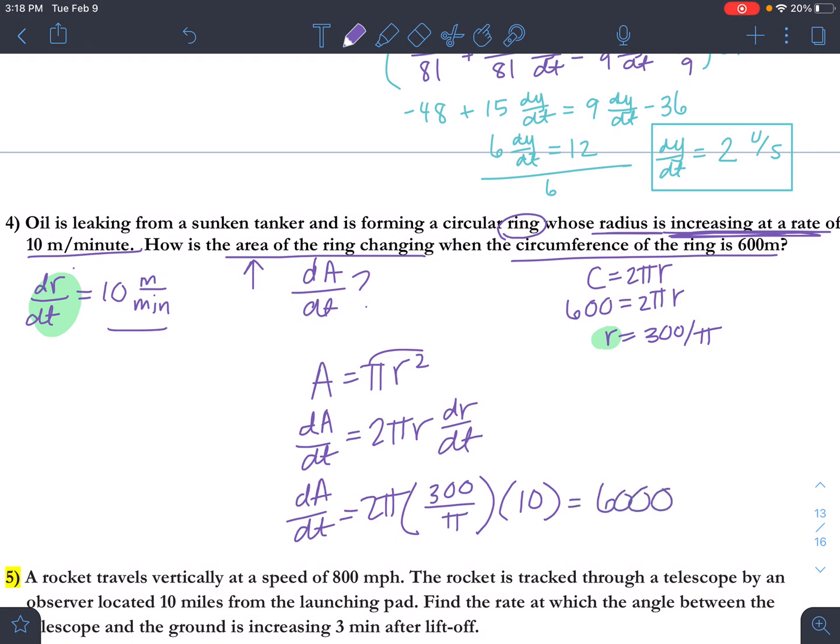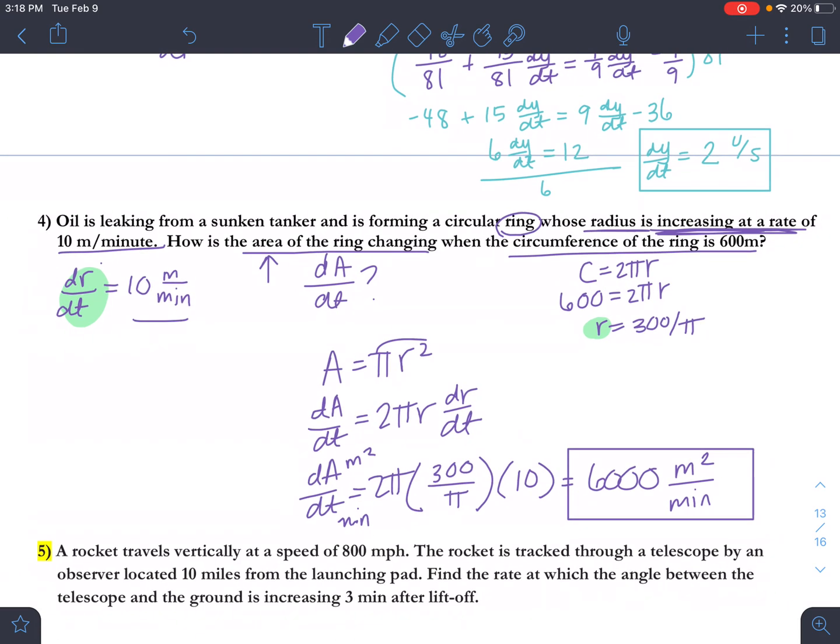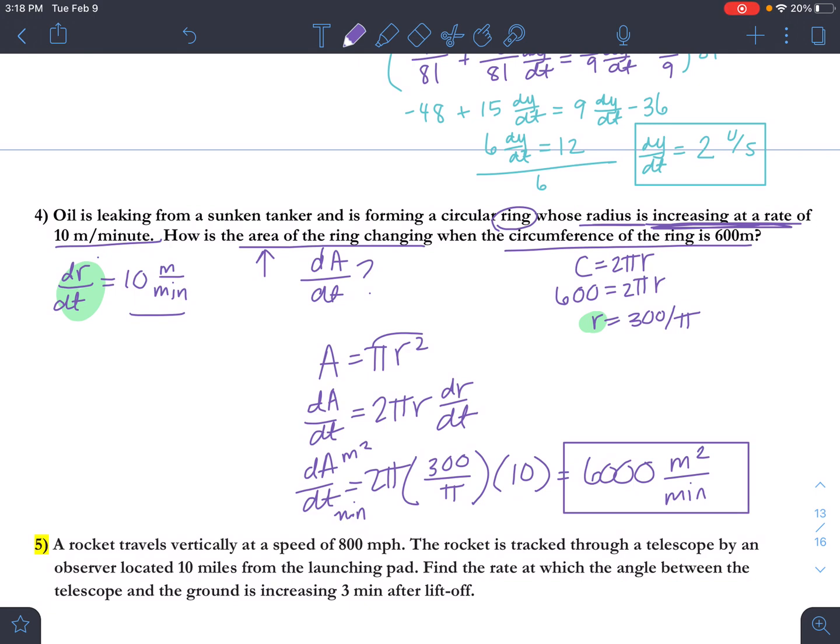Area would be in meters squared. Time was in minutes. So this would be meters squared per minute. So that's how fast the area is increasing of the circle with respect to time.